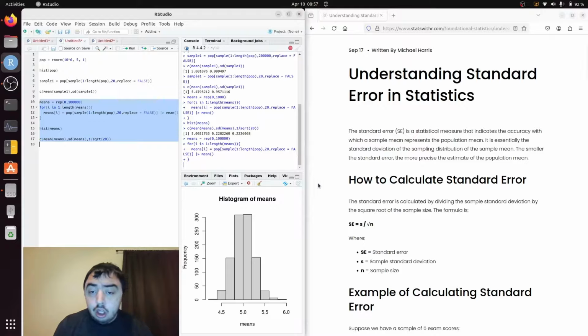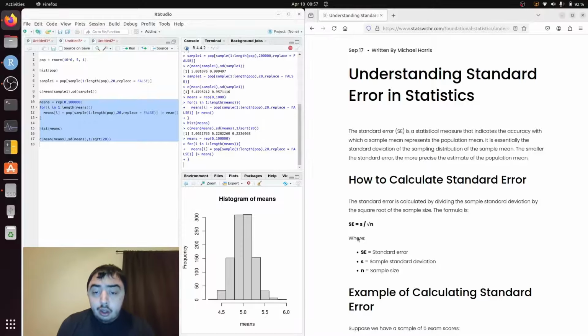Okay, so like I was saying, the standard error calculation is the sample standard deviation. You do not have the population standard deviation, because if you did, you'd just use that. Divided by the square root of n. N is the sample size of your sample. So, in my example, it's 20, and I get a certain standard error based on that. In your example, it may be larger or smaller. The larger the sample size, the more it's going to decrease the standard error.